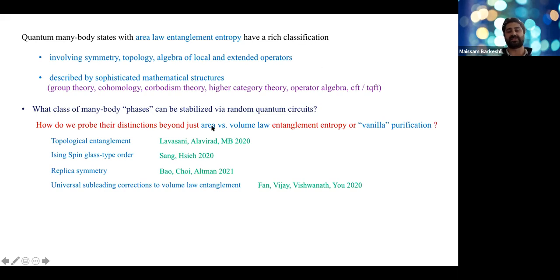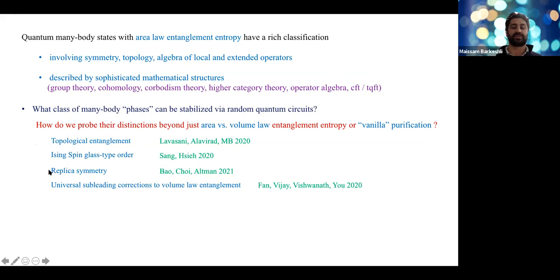So in the past year, there have been a lot of interesting papers on this subject. Here I just mention a few. What I'll be talking about is our set of two papers, which is mainly focused on topological entanglement. There was another interesting work by Tim Hsieh and his students, where they looked at a circuit with Ising symmetry, and they saw some kind of spin glass type order, among other things.